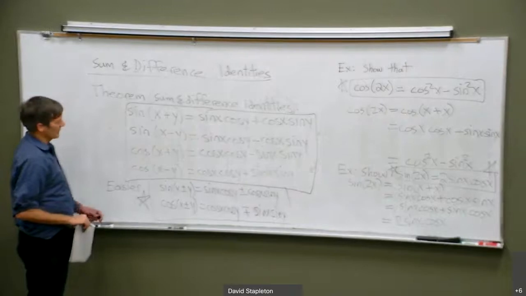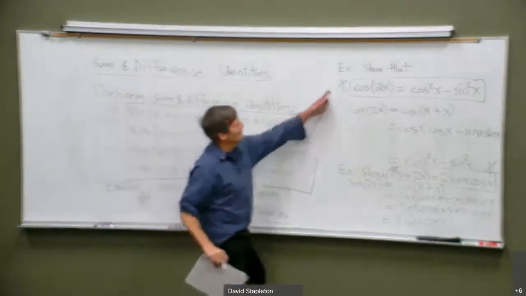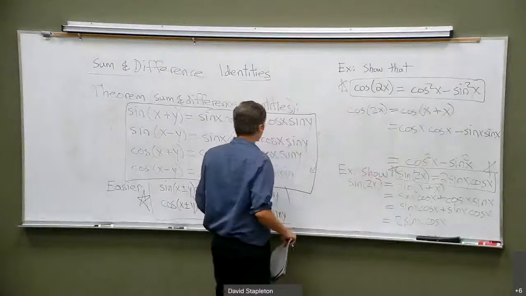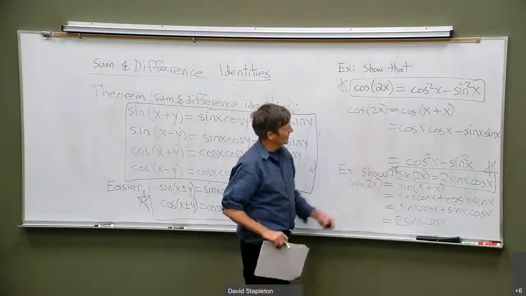Now it's only 4 identities, right? These two and these two. The sum and difference identities and these double angle identities.